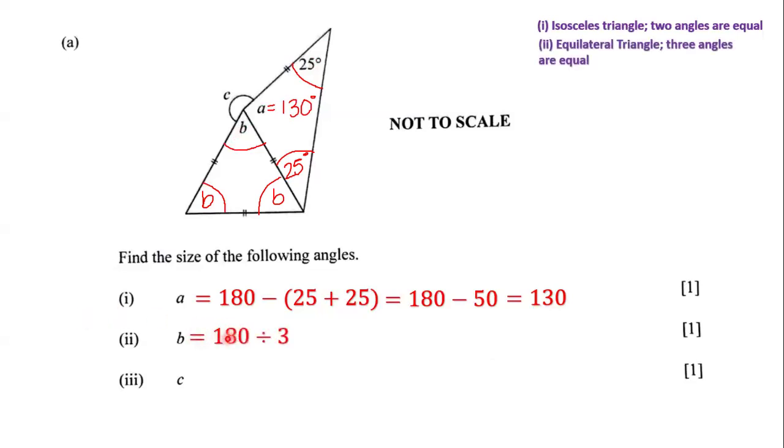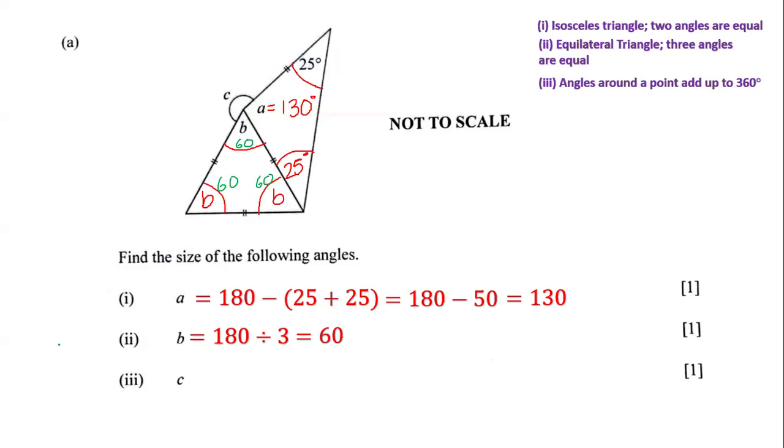So B is equal to 180 divided by 3, and it's divided by 3 because there are three equal angles. 180 divided by 3 is equal to 60 degrees. So angle B is 60 degrees. And that makes sense, because if this is 60 degrees, and this is 60 degrees, and this is 60 degrees, then adding all three together gives us 180 degrees.